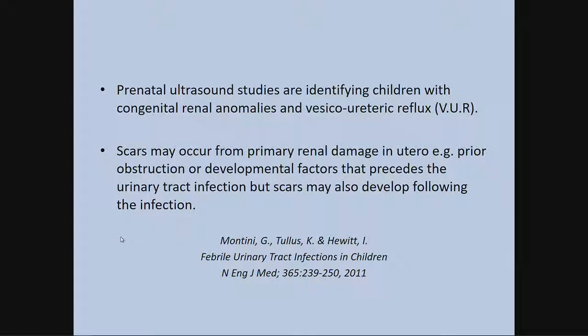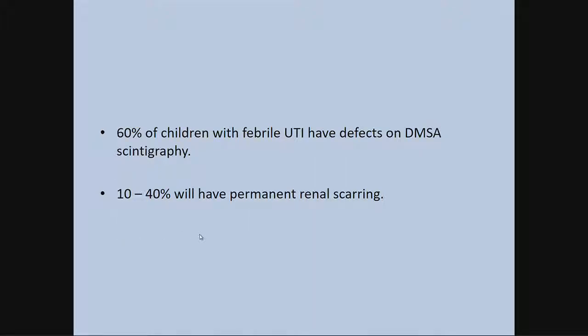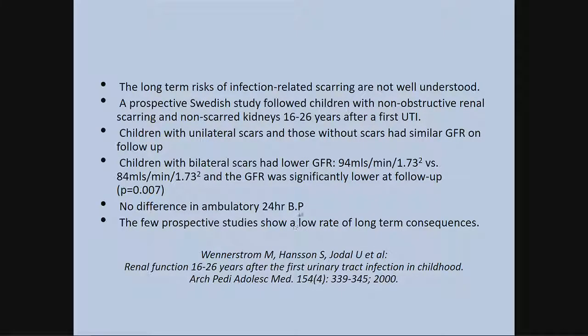following the infection. Now, 60% of children with febrile urinary tract infection have defects on DMSA scintigraphy, and we do know that that does correspond to acute pyelonephritic scars from animal data, and that 10 to 40% of these kids will have permanent renal scarring on DMSA studies performed distant from the infection.